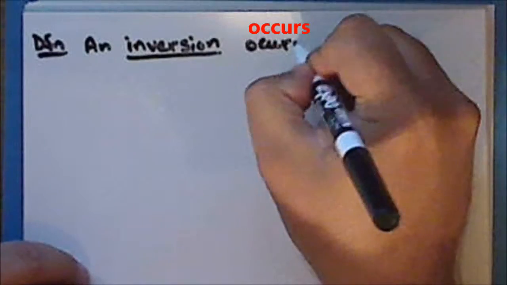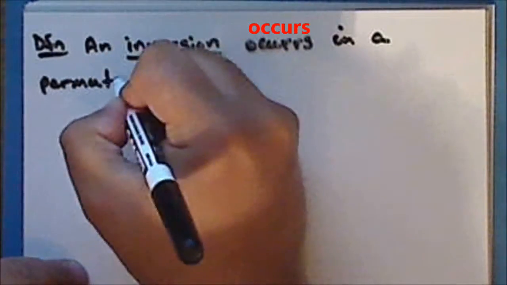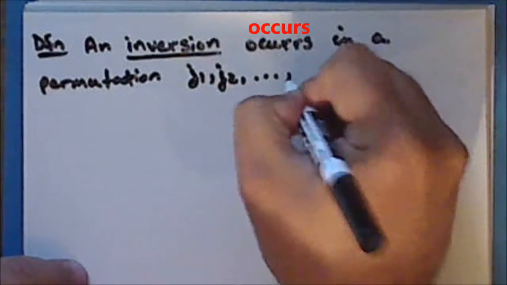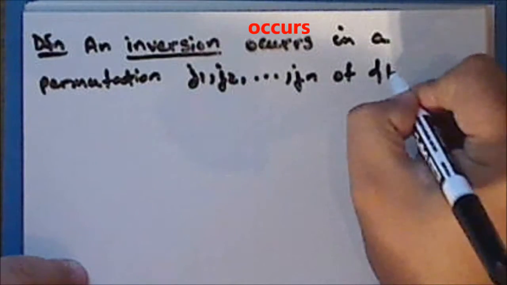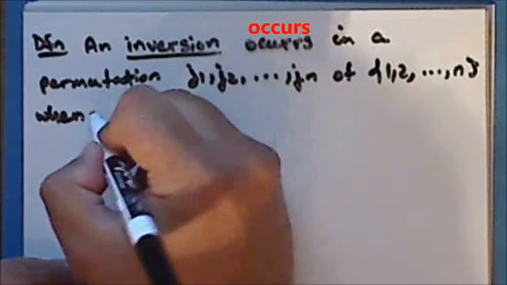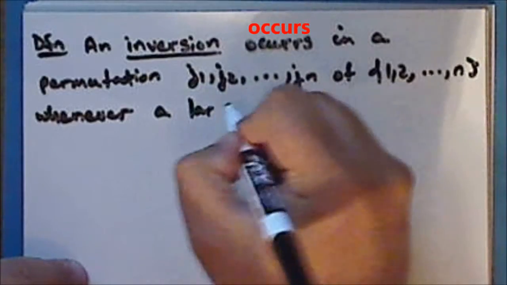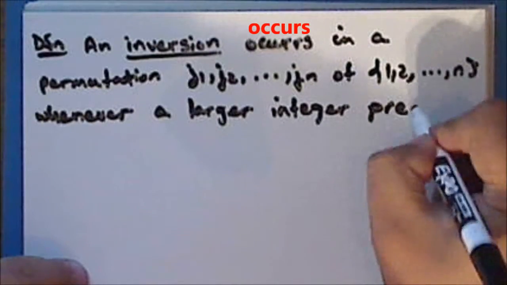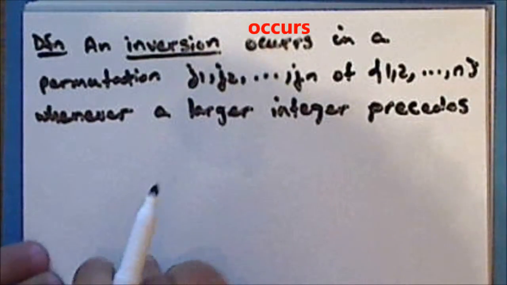So now a definition. An inversion occurs in a permutation j sub 1, j sub 2, and so on through j sub n of the set of consecutive integers from 1 to n whenever a larger integer precedes a smaller one.